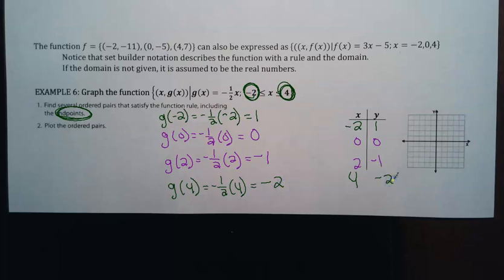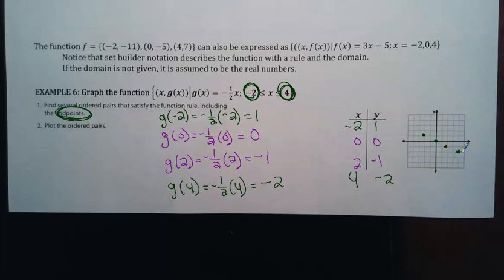All right, and it said graph the function. So now I'm ready to graph these. I have -2, 1; 0, 0; 2, -1; and 4, -2.